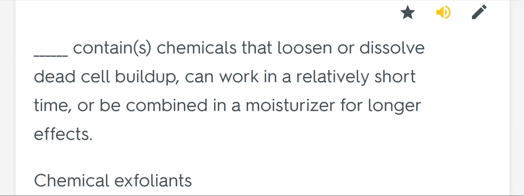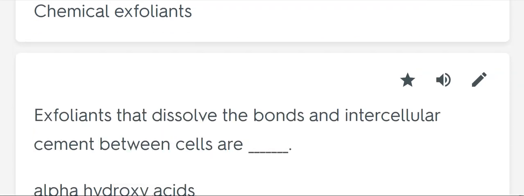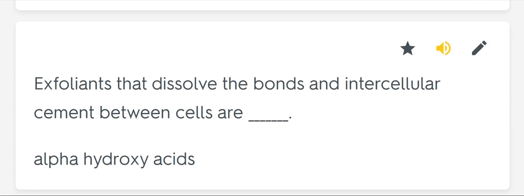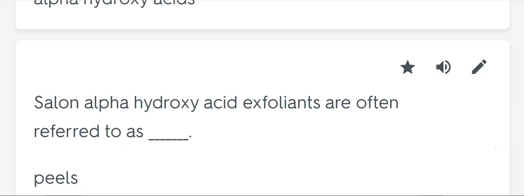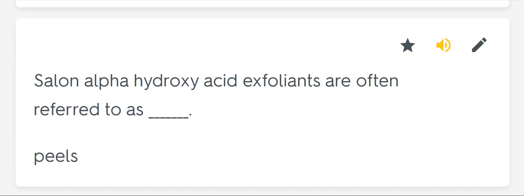Blank contain chemicals that loosen or dissolve dead cell buildup, can work in a relatively short time or be combined in a moisturizer for longer effects. Chemical exfoliants. Exfoliants that dissolve the bonds and intercellular cement between cells are blank. Alpha-hydroxy acids. Salon alpha-hydroxy acid exfoliants are often referred to as blank. Peels.